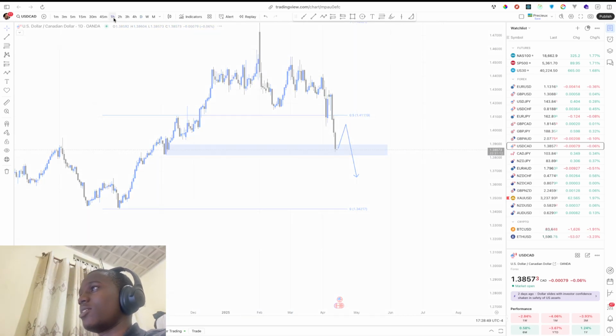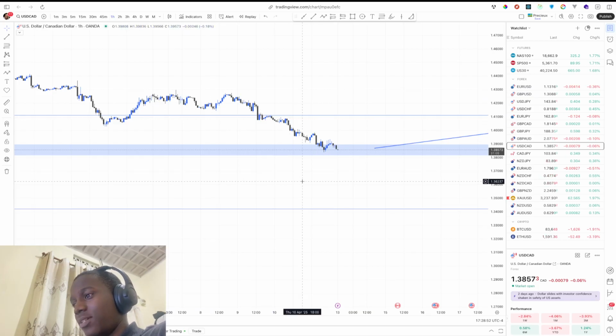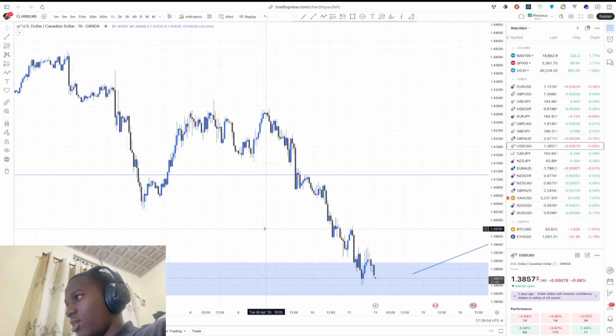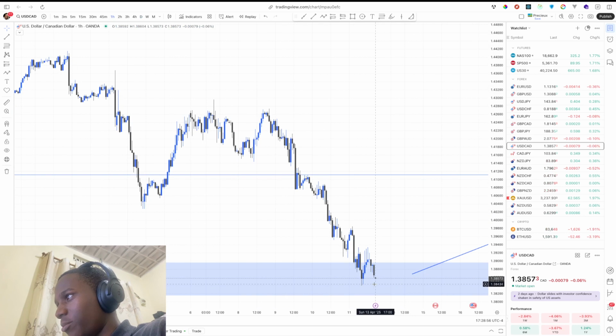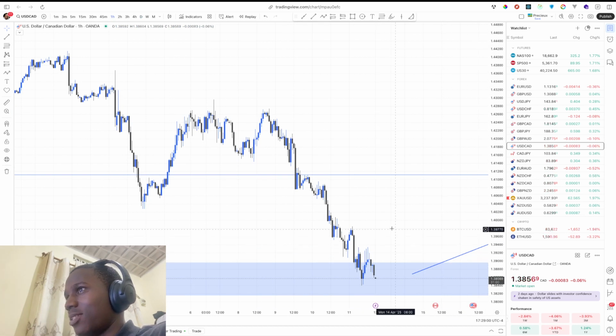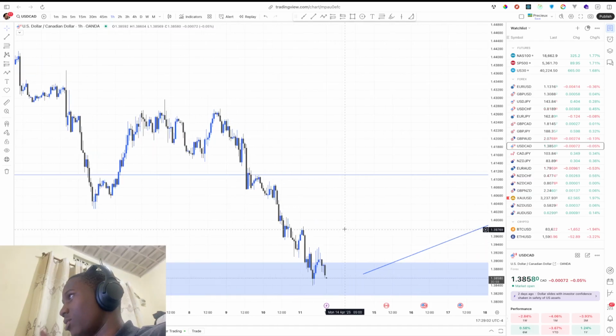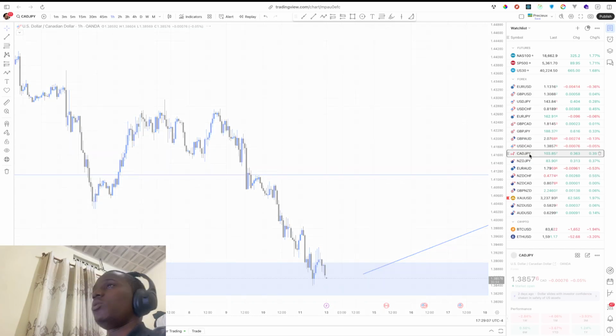Let's go to the 1 hour, see how it's behaving currently. The 1 hour has just opened and it's not moving. We can't anticipate anything from that, but we can see that it will be dropping lower anytime soon. CAD JPY.